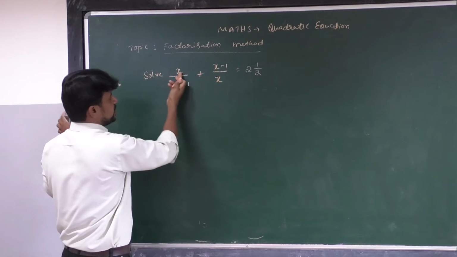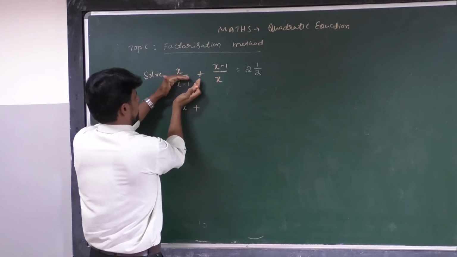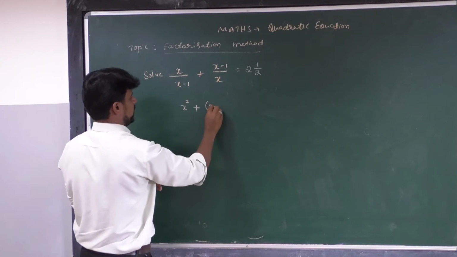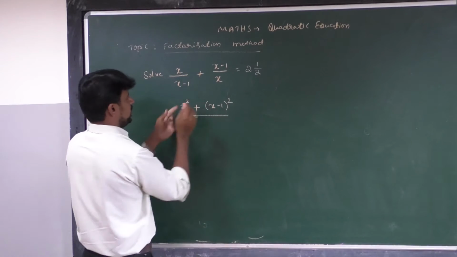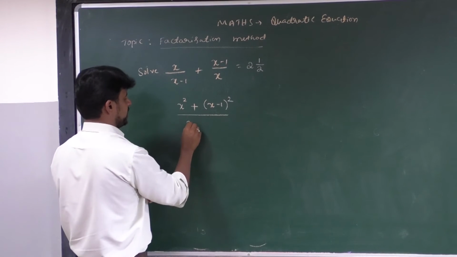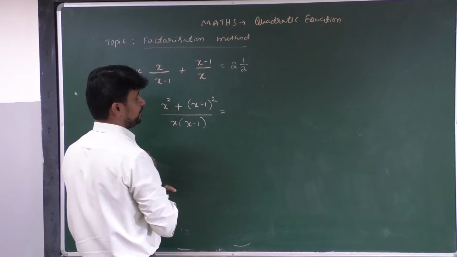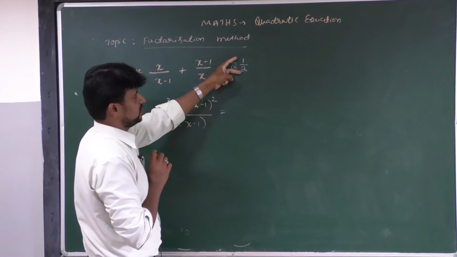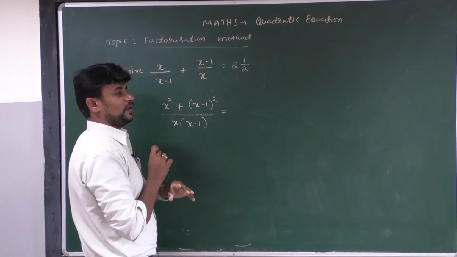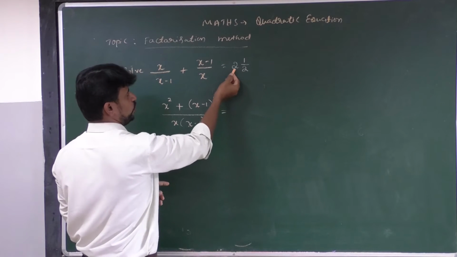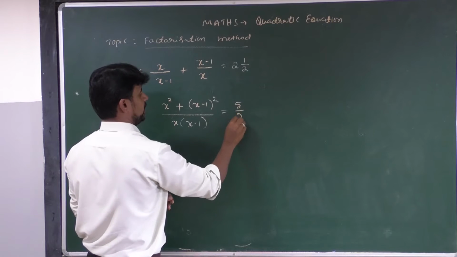x into x, x square, plus x minus 1 into x minus 1, it becomes x minus 1 whole square, divided by x into x minus 1, which is the LCM, equal to. This is in mixed form, so you have to convert it into an improper fraction. How can you convert this? 2 2s are 4, 4 plus 1, 5 divided by 2.